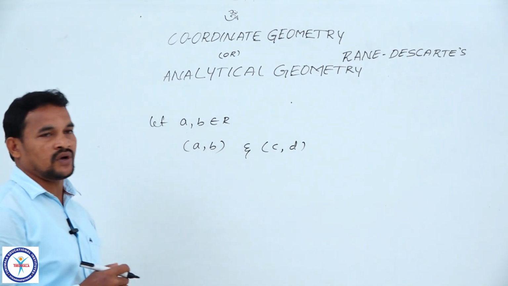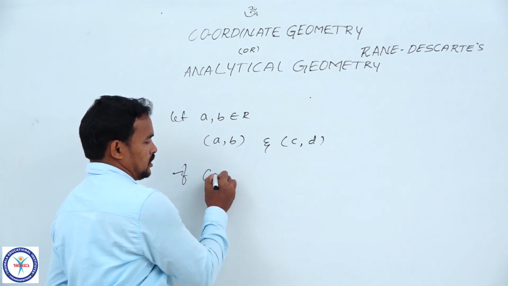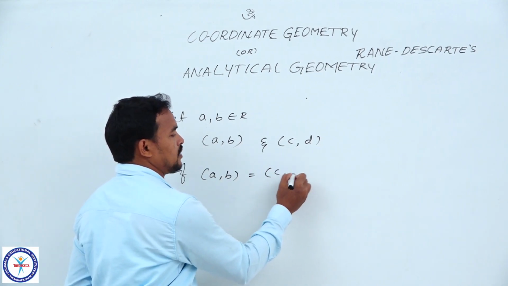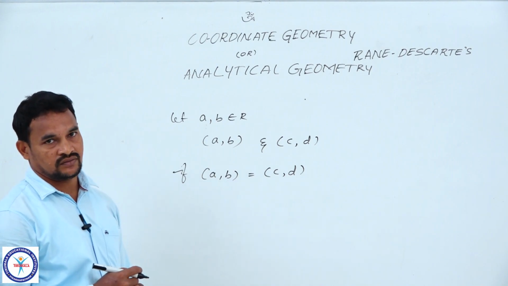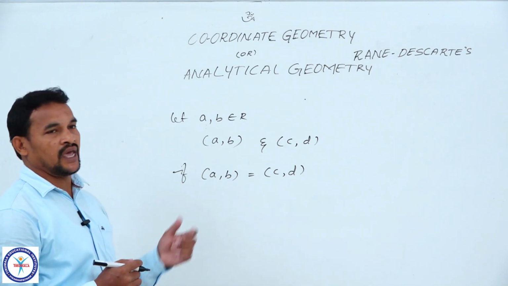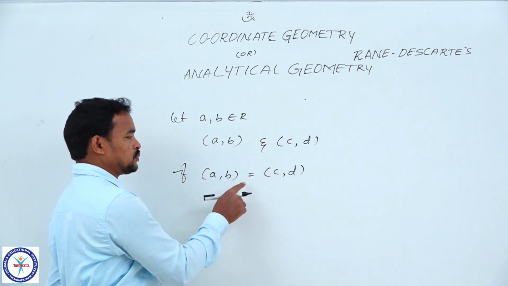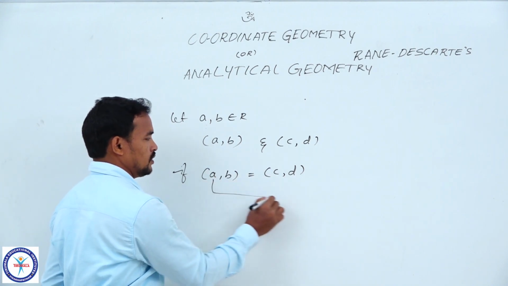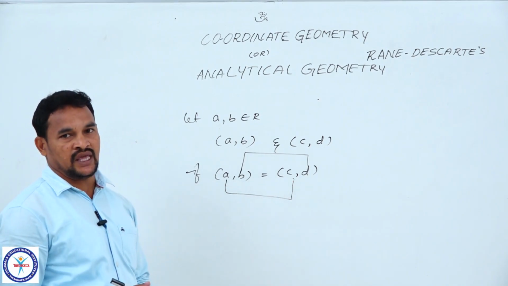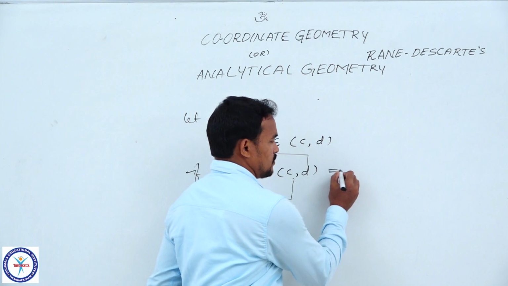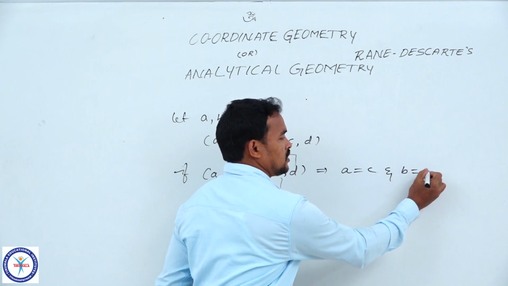If both ordered pairs are equal, then what we observe is: if the ordered pair (A, B) equals (C, D), the corresponding elements are equal. What is the corresponding element to A? What is the corresponding element to B? The corresponding element to A is C, and the corresponding element of B is D. So when (A, B) equals (C, D), A equals C and B equals D.